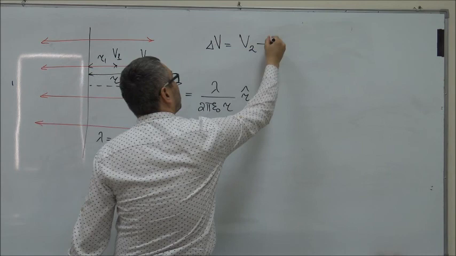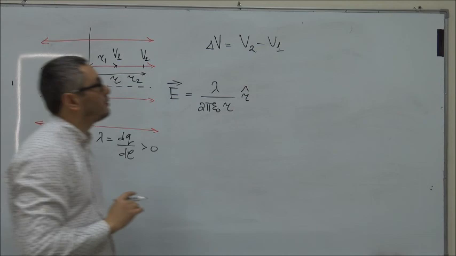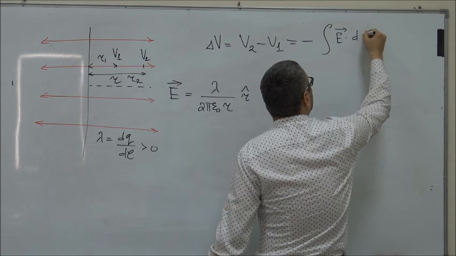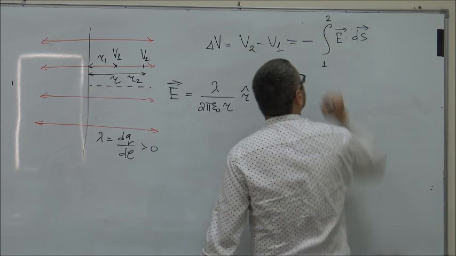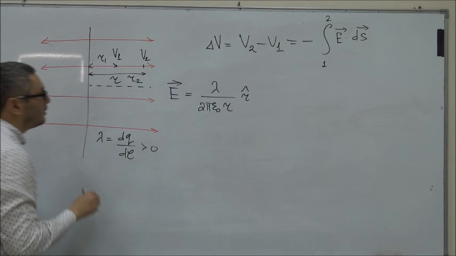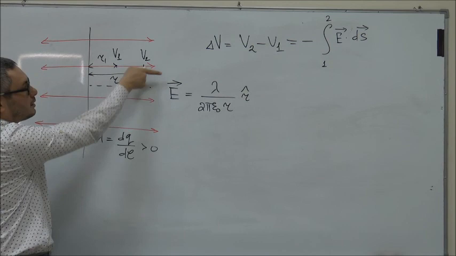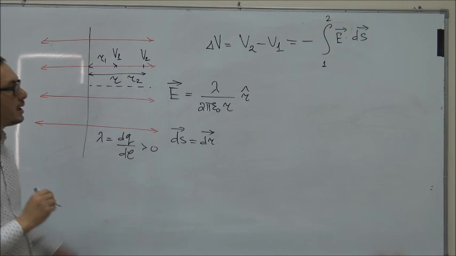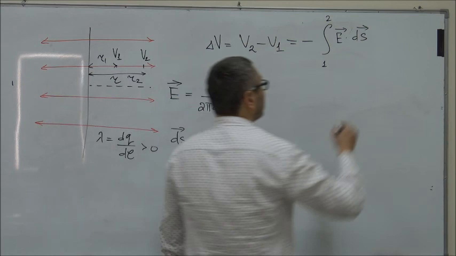Well, we can apply the relation between delta v and the electric field that we learned from the lecture, which is delta v equals negative integral E dot ds from point 1 to point 2. Now, in our example, because we're going to be moving along this electric field, our ds is actually equal to dr. So in our case, ds is the same as dr. So we can now take this electric field and this dr and plug it into the integral.